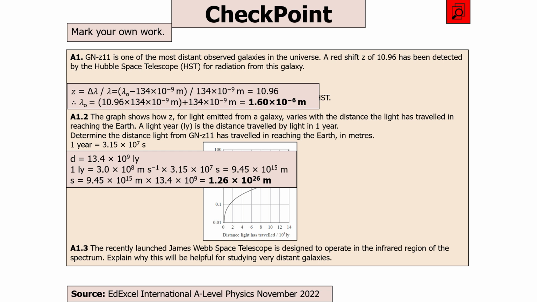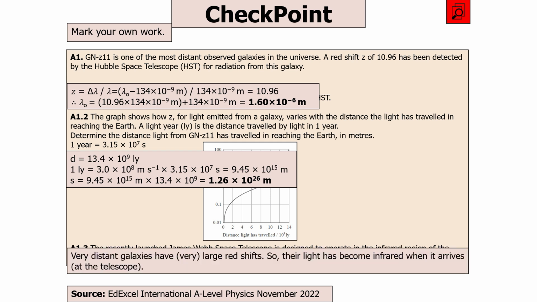Now the next question says, why is it useful for distant galaxies? Well, we know that very distant galaxies have a very large redshift. So therefore, if they've got a very large redshift, it'll be so redshifted that the wavelength is so great that the visible light becomes infrared when it arrives at the Earth.